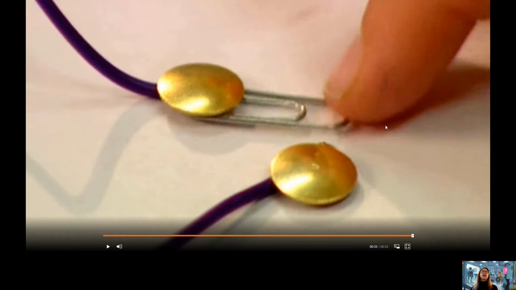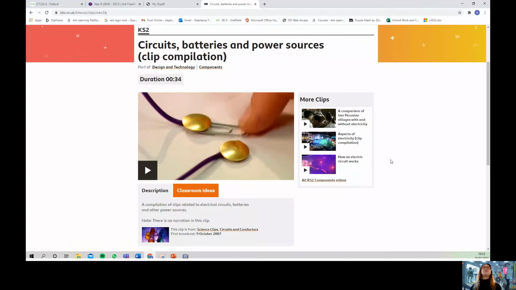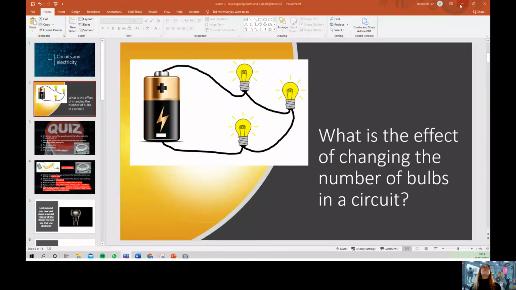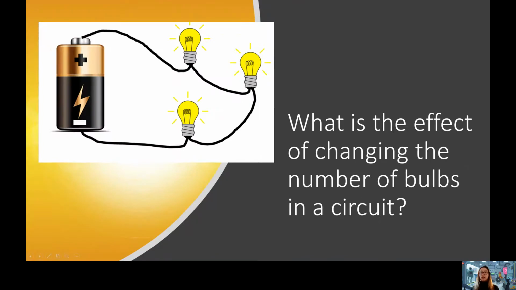So there was just a montage of some of the things that we use electricity for in the world. Okay, now let's get started with this PowerPoint presentation. Today, we are going to be learning what is the effect of changing the number of bulbs in a circuit. I would like you to pause this video and please write this question in your book or on a piece of paper.